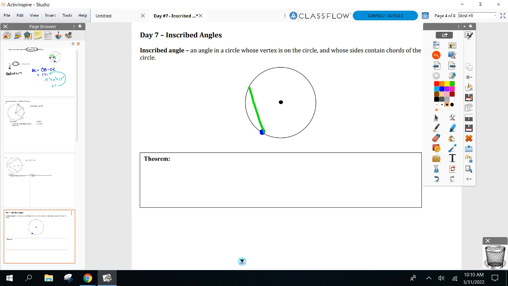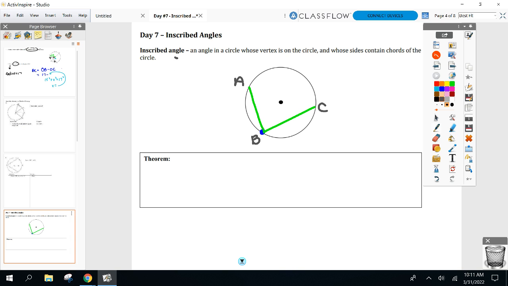So I don't care where you put them. Label all 3. Actually, you know what? Why don't we have all the same labels here? A, B, C. We'll go traditional. If your vertex is on the circle, it is now referred to as an inscribed angle.